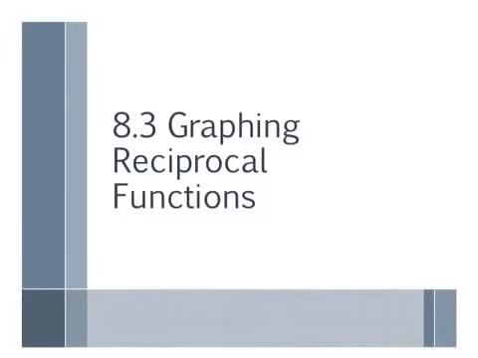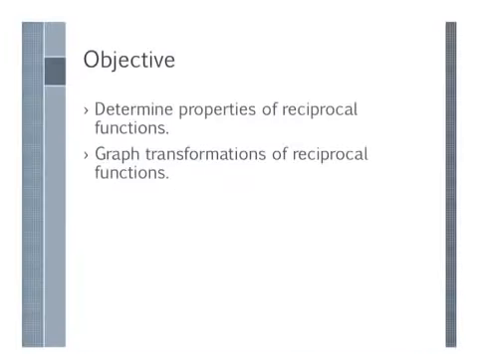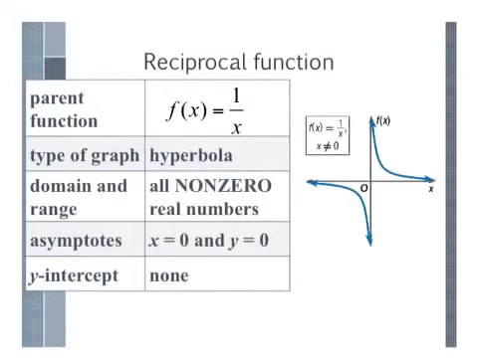8.3, graphing reciprocal functions. Here's the objective. Reciprocal functions. You should write this down. All reciprocal functions can be written in the form of f of x equals 1 over x, or y equals 1 over x. Here you can see the graph of the reciprocal function.